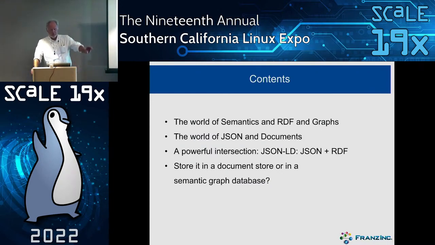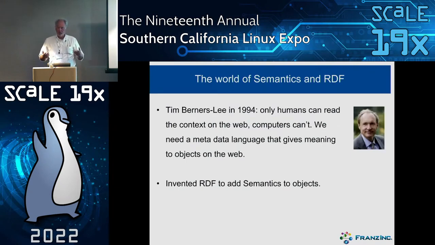So I'm going to talk about semantics, then I'll talk about the world of JSON and documents. And then I'll talk about the intersection of JSON and semantics called JSON-LD. And then I'll talk a little bit about whether you want to store these documents in a document store or in a semantic graph database, and what the advantages and disadvantages are. But a lot of my talk will mostly be about open data, and open source data, and what you can do with it.